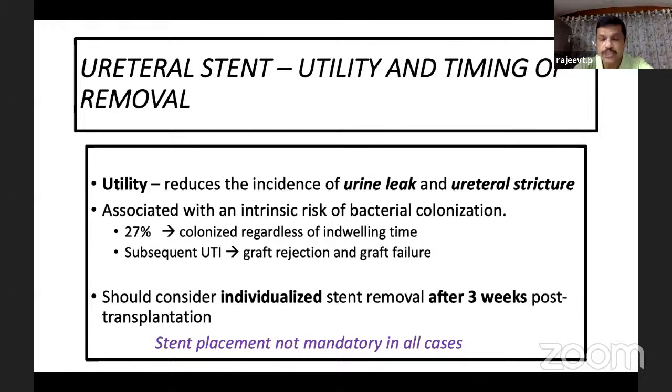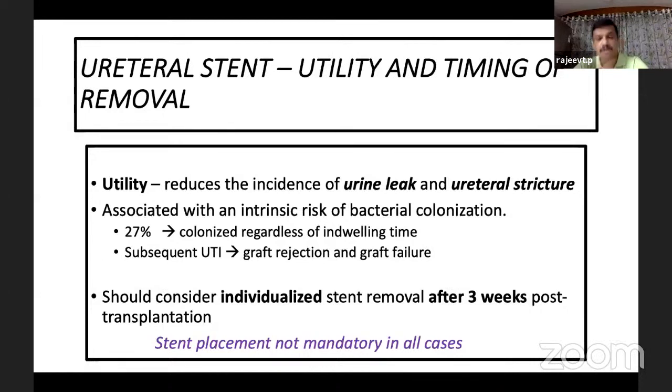So one has to tackle this situation adequately and in a very intensive manner, so the graft is not rejected and the patient ultimately lands with graft failure. So one should consider individualized stent removal after 3 weeks post-transplantation. But at the same time, I will say with properly done anastomosis, stent placement may not be mandatory in all cases.